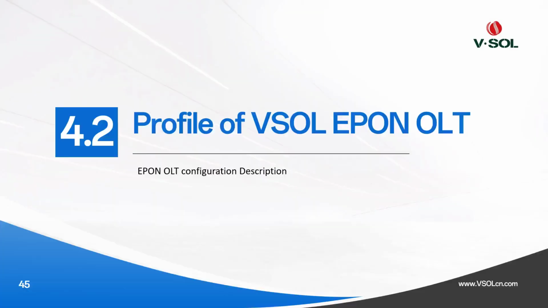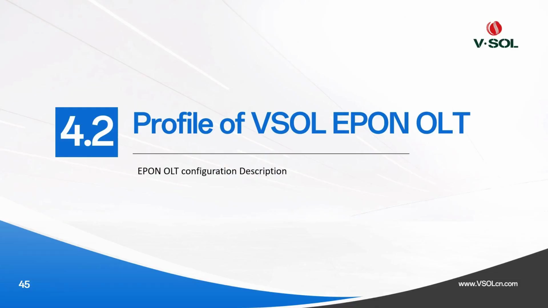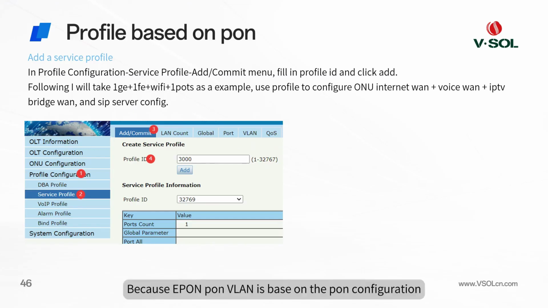Next we talk about the profile of VSOL EPON OLT. Because EPON uses a different protocol to manage the ONU, EPON is configured in a different way, and the profile configuration has some differences. Because EPON PON VLAN is based on the PON configuration, if you use SFU, you only need to configure the LAN VLAN. If you use HGU, you only need to configure the WAN VLAN and WAN setting.